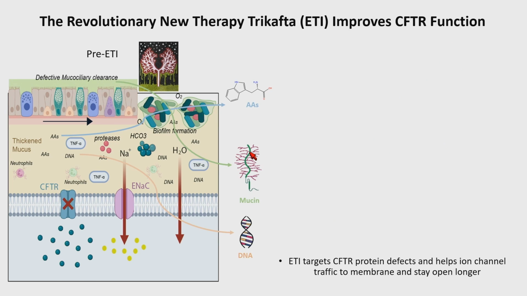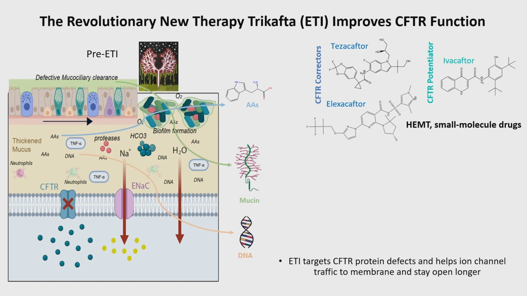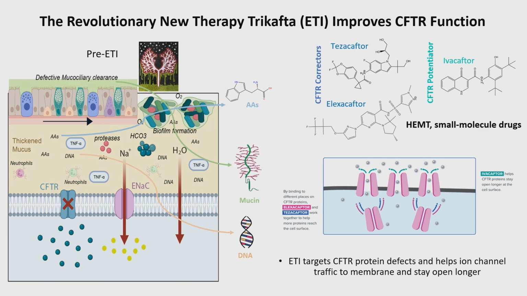But nowadays, the revolutionary new therapy Trikafta improves CFTR function. What we know already from this new therapy is that it uses 3 small molecules, tezacaftor and elexacaftor as correctors, and ivacaftor as a potentiator. What we know so far is that they bind to the defective CFTR protein and improve its function. This helps the ion channel traffic to the membrane, and improves the mucus in the cystic fibrosis airways.